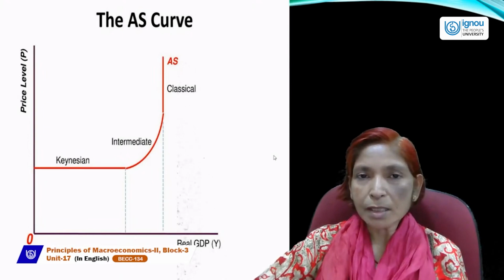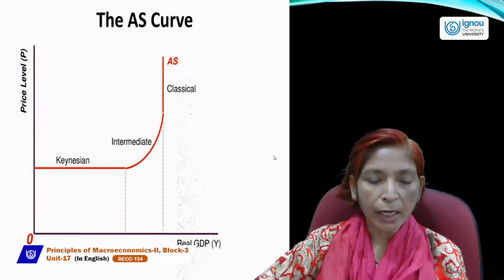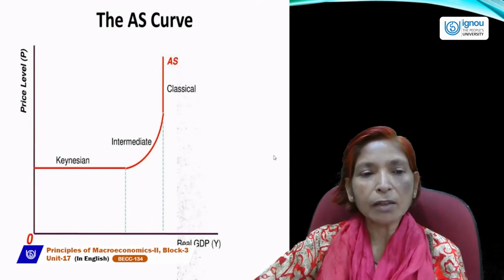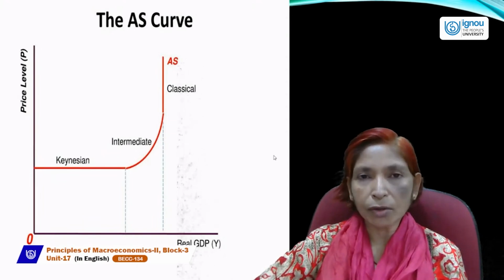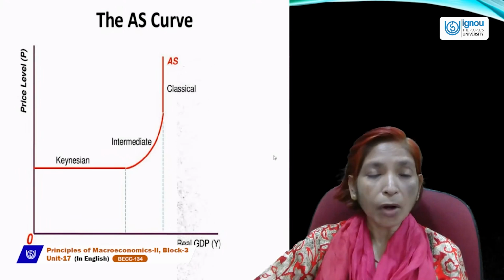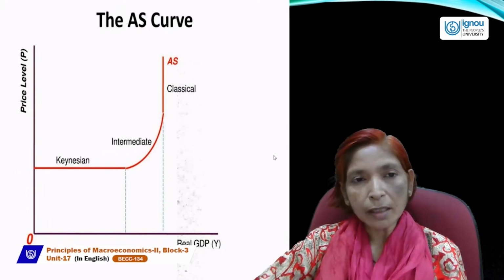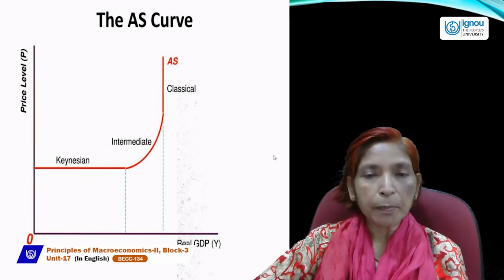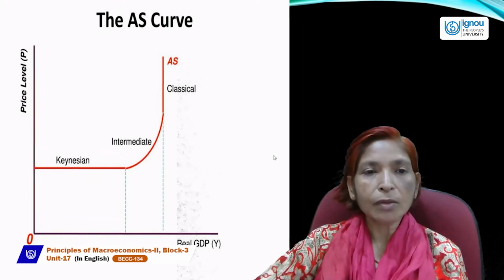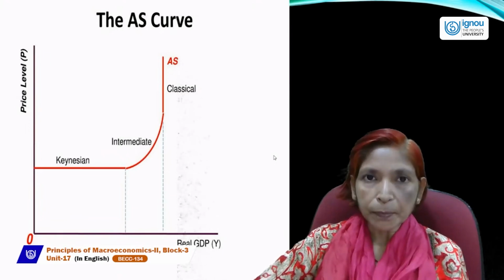So this range is also known as middle range or intermediate range. And after that, the aggregate supply curve will become constant or vertical, because Keynes presented his model, or Keynes introduced macroeconomics, at the time when the worldwide depression period was going on, around 1929.